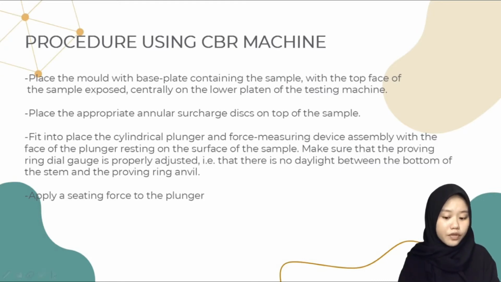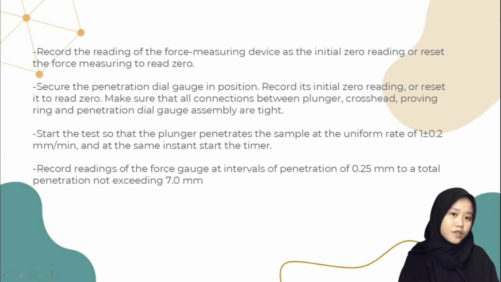Make sure that the proving ring dial gauge is properly adjusted, that there is no daylight between the bottom of the stem and the proving anvil. Apply the seating force to the plunger. Then record the reading of the force measuring device as the initial 0 reading, or reset the force measuring device to read 0. Secure the penetration dial gauge in position. Record its initial 0 reading or reset it to read 0. Make sure that all connections between plug, crosshead, proving ring and penetration dial gauge assembly are tight.